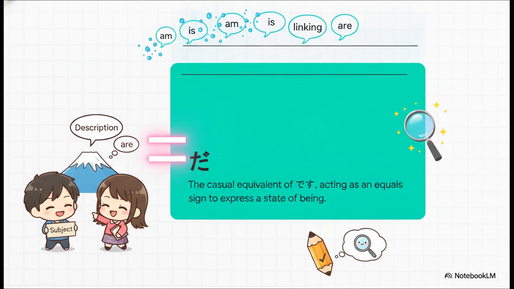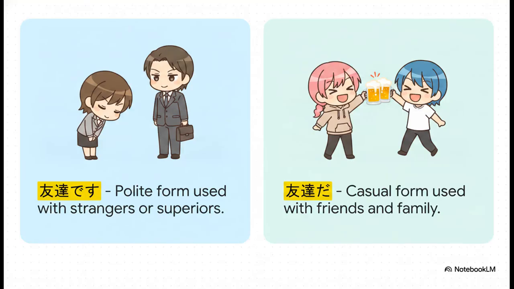It directly cements the relationship between a topic and its description. You basically use it to declare what something is or to describe its state in a casual setting. To see the real-world impact of this, let's look at the word for friend.